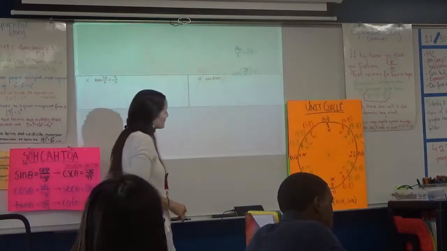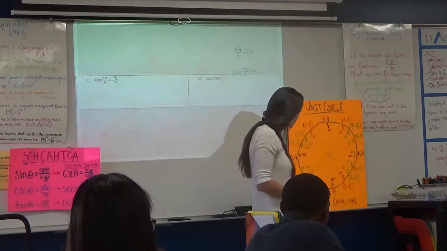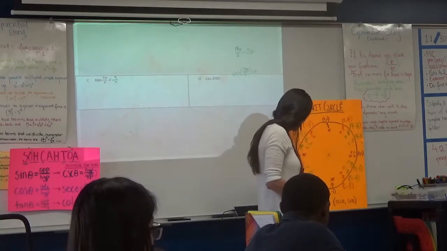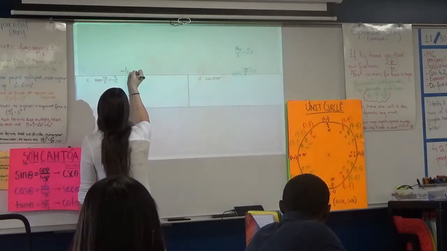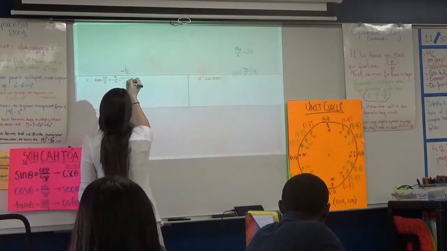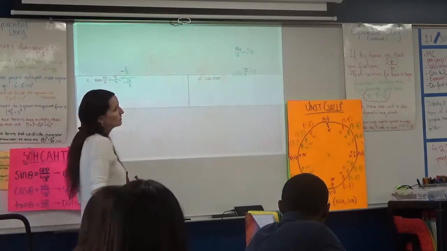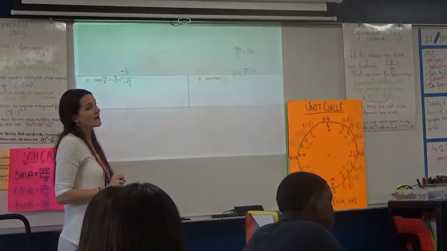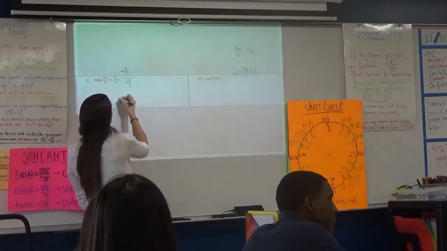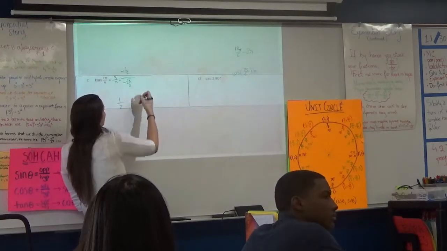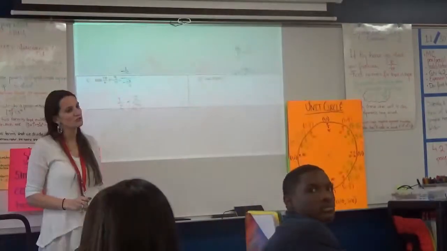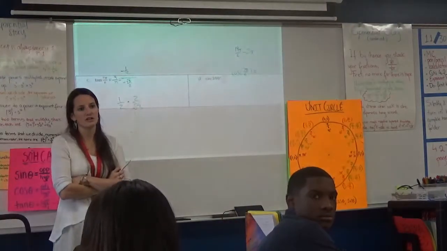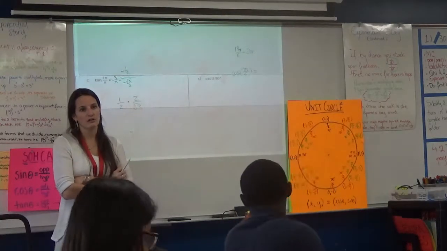So 7 pi over 6 is right here. So we're going to do negative 1/2 divided by negative root 3 over 2. To divide fractions, keep the first one, flip the second one, and change it to multiplication. So you've just got some extra math to do with tangent. You're doing y over x, okay?